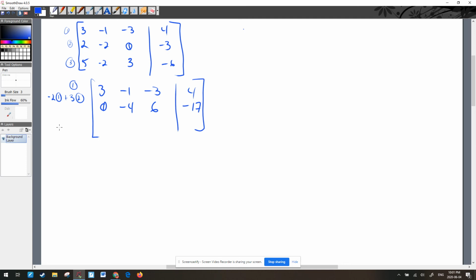Next row. I'm going to multiply -5 times row 1 plus 3 times row 3. Okay, so -5 times row 1. So -5 times 3 is -15. 3 times 5 is 15. Add them up.